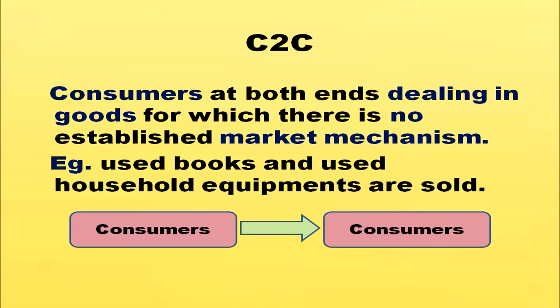Consumers at both ends are dealing in goods for which there is no established market mechanism. One consumer wants to sell his old cell phone, then he will put that information in the internet. That information will be seen by some other consumer and he will request to buy that. That is, consumer is contacting another consumer, that is C2C commerce. It is very popular in the case of used books, used household equipments, etc.